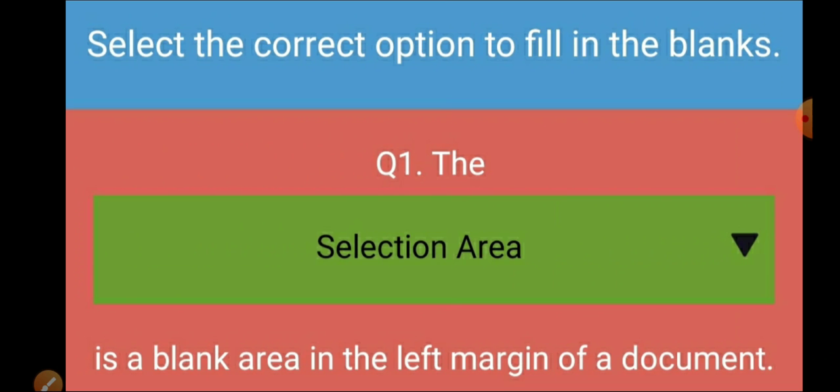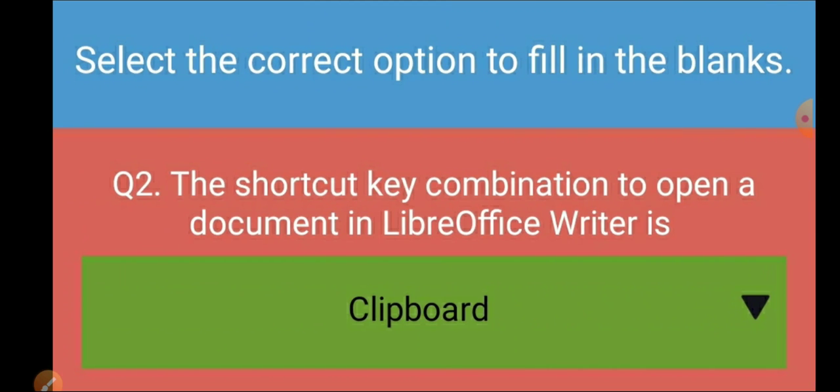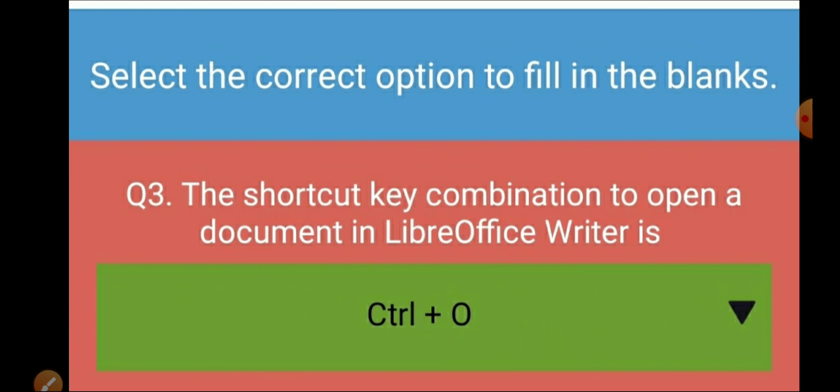The dash is a blank area in the left margin of the document. The selection area is the blank area in the left margin of the document. The shortcut key combination to open a document in LibreOffice Writer is Ctrl O.